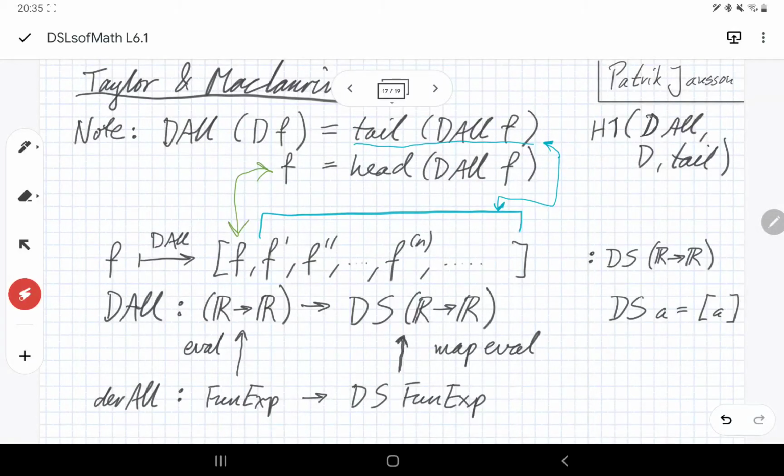And usually we had these cases of a homomorphism where we transform one kind of addition to another kind of addition. So here, what we see is that the derivative computation, taking the derivative, is represented by taking the tail of this DS of functions list. So if we do this transformation from a function to the list of all its derivatives, then it's very easy to compute the derivative of anything. We've sort of already done it. The D-all has done all the work for the derivative computation. So after D-all all we need to do is just take the tail.